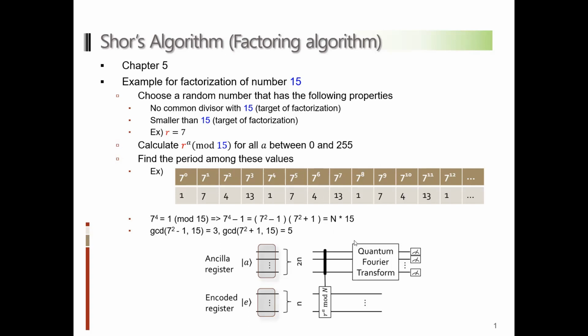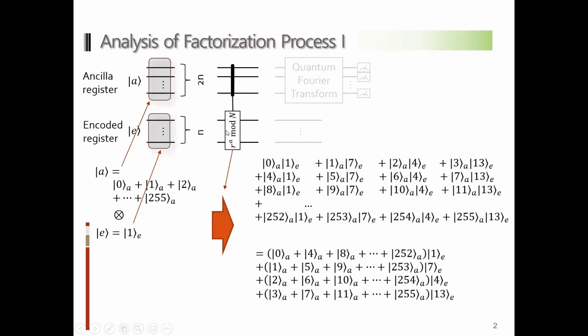To find out that embedded period, what we need to do is apply the quantum Fourier transform. Let me rewrite that situation in more detail. Initially we create the superposition of all these indexes, while for the encoded register we just start with the definite value of 1. After we calculate all these powers of that random value, we will have pairs of index and remainder, using the index as the exponent.